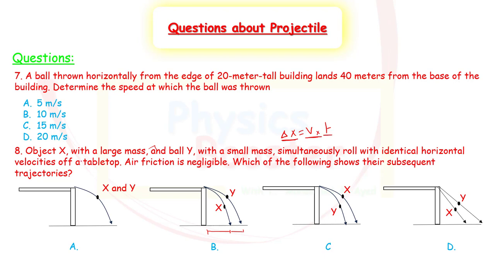And we know that they both have the same horizontal velocities. It says here identical horizontal velocities, okay? So what about time? They both have the same horizontal velocity, but do they have the same time? Well, we mentioned this many times before. If two objects are dropped from the same height, it will take them the same time to reach the ground. They will touch the ground simultaneously. So actually, they will both have the same horizontal distance, the same delta x. Therefore, the answer is A.